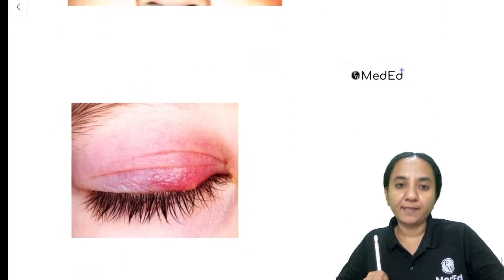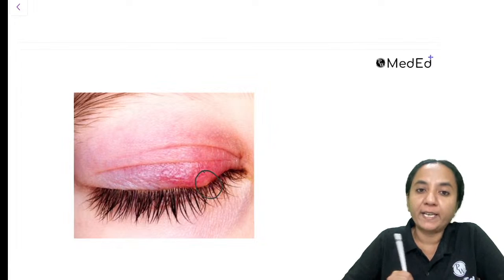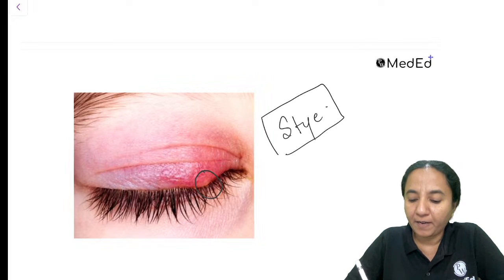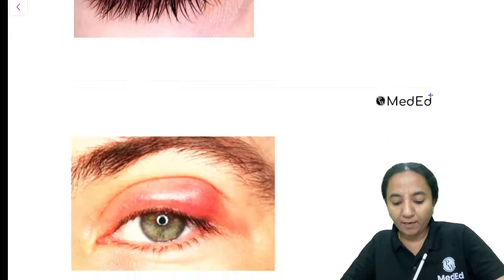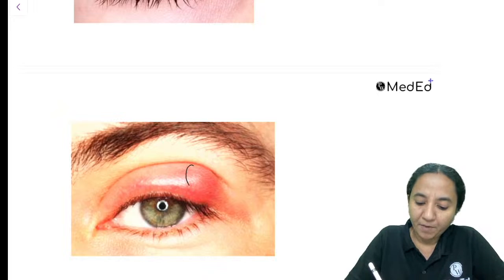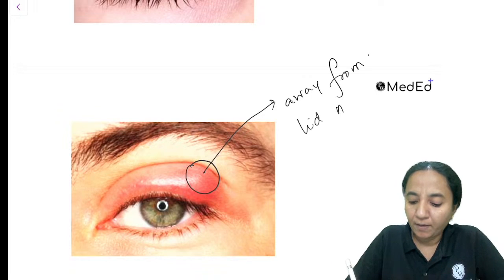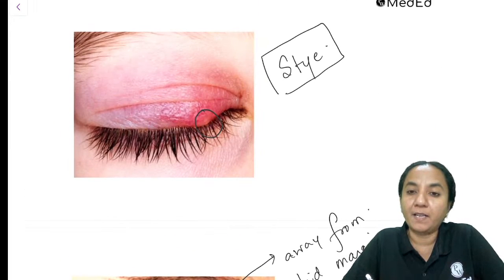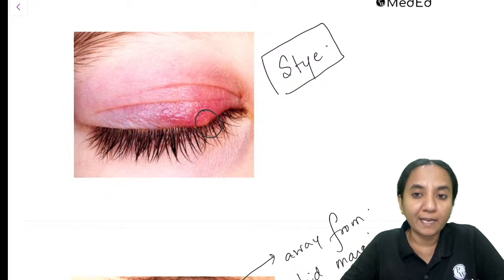Next, have a look at this. See, there is a swelling of the eye and you see this pus point at the lid margin. What is this? This is your stye. So the point of maximum tenderness or the pus point is at the lid margin. Similar picture, this. Here see, the maximum tenderness is away from the lid margin. In the previous picture, the pus point was at the lid margin. So this is a stye because it involves the gland of Zeis, which is at the lid margin.